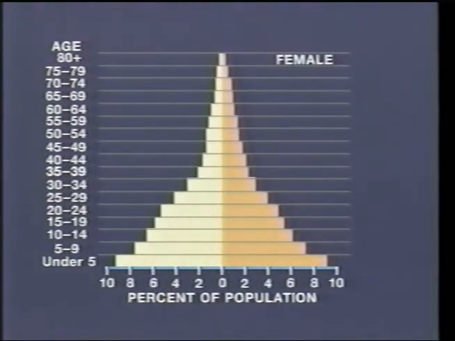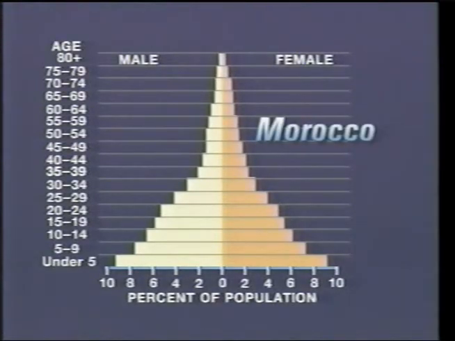Data for females are on the right side of the vertical axis, and data for males are on the left side. This particular pyramid graphs the population of Morocco in 1985. Notice that each age group is larger than the one before it. This type of pyramid is called expansive. It indicates a high birth rate and a population weighted toward the younger age categories.